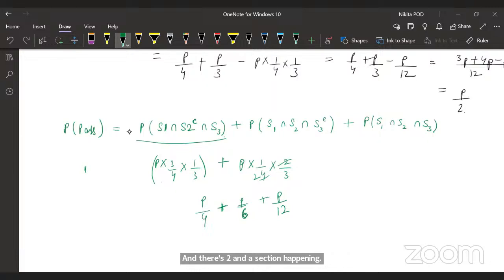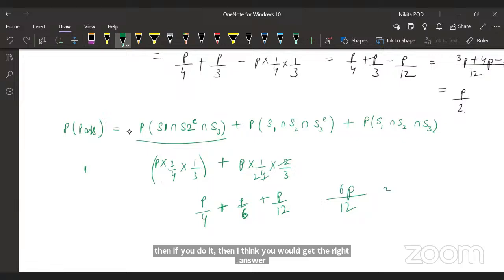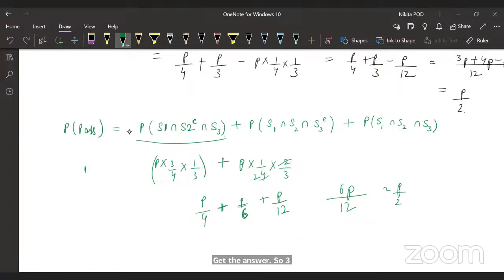So what will you get from here? Yeah, then if you do it, I think you would get the right answer, 2 by 3. So 3 plus 2. Okay. 1 by 6p, 6p. Yeah, 1 by 2p. Matching. P by 2. So the missing link is S1 intersection S2 intersection S3.